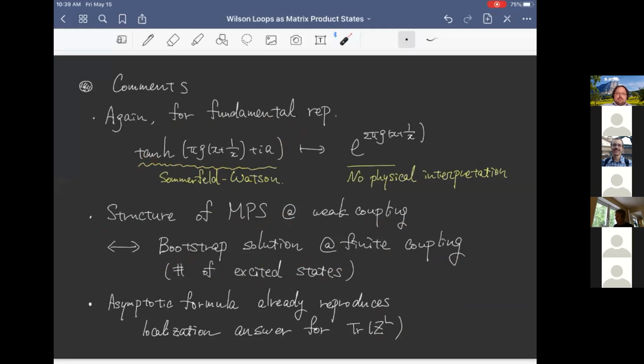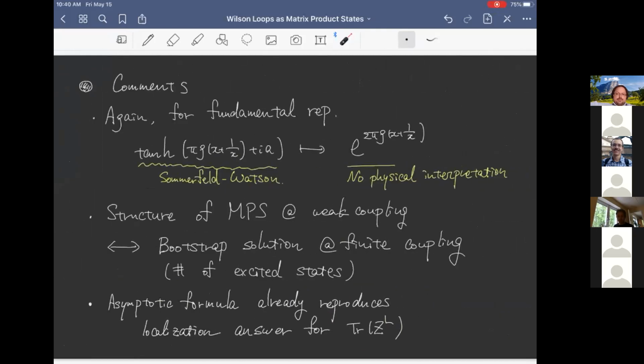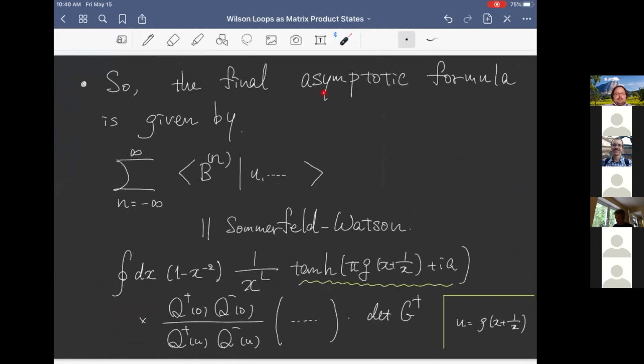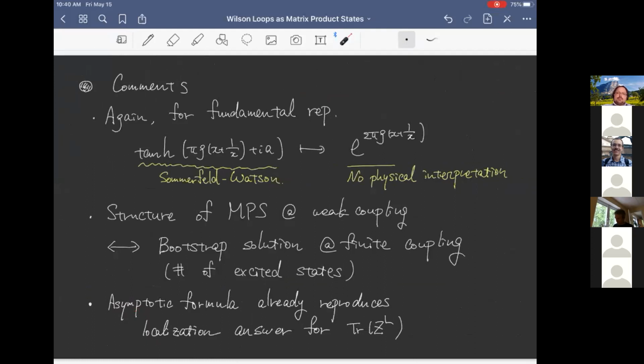And furthermore, there is a bit of a weird feature: if you consider a BPS operator, this Sommerfeld-Watson trick basically gives you the exact answer. So somehow this asymptotic formula, which was supposed to capture only a perturbative 1/L correction, seems exact in this case. So this is a bit weird, but if you have any question, I can explain a little bit more about it.